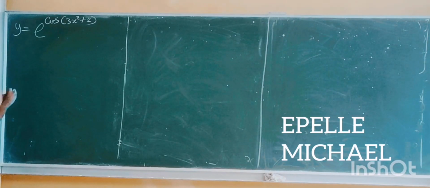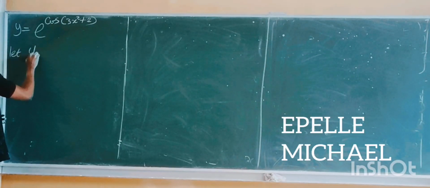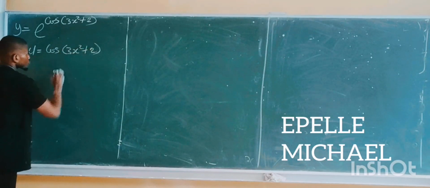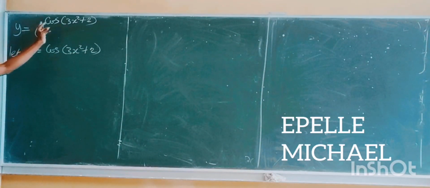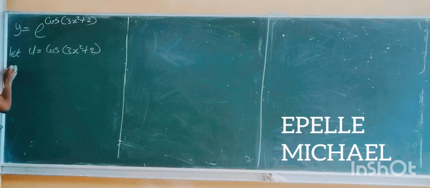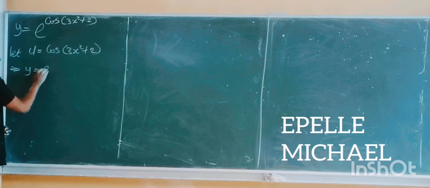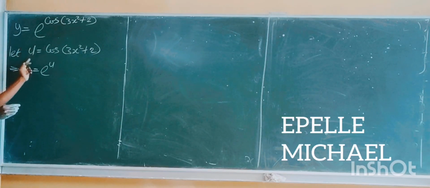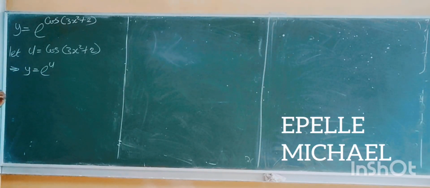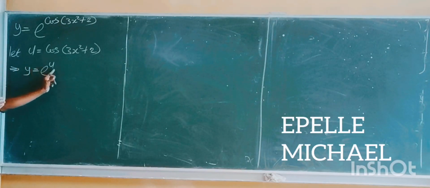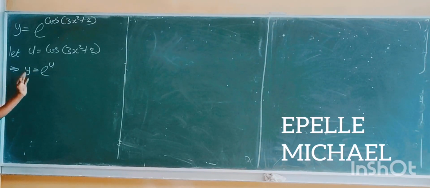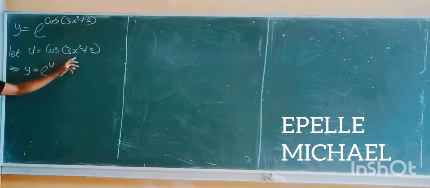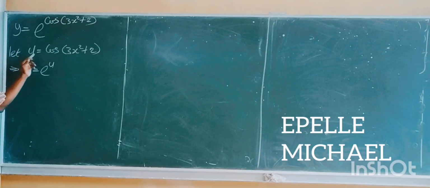First, let u be equal to cos(3x squared plus 2). So if u is equal to the whole of this value, I can simply say y is exponential u, because I let the whole of this value be replaced by u. That means y is a function of u, so I can only differentiate y with respect to u. It also means u is a function of x, so I can only differentiate u with respect to x.